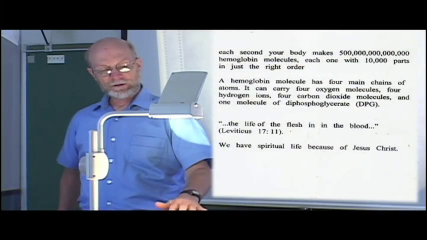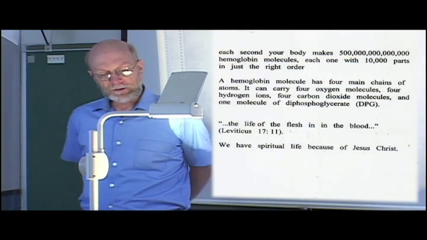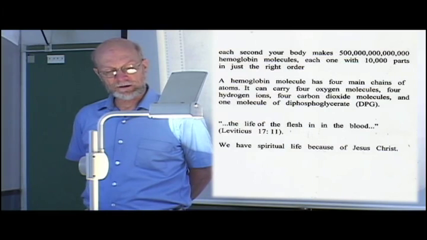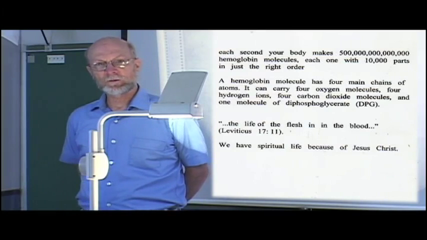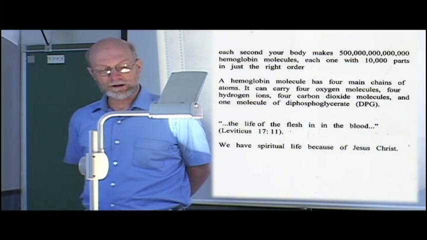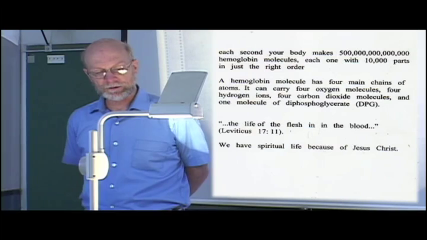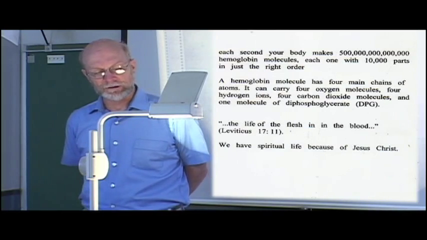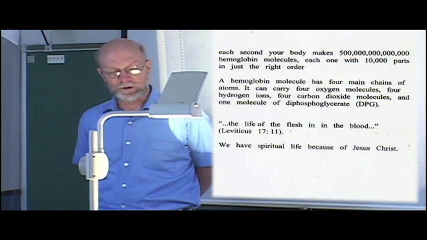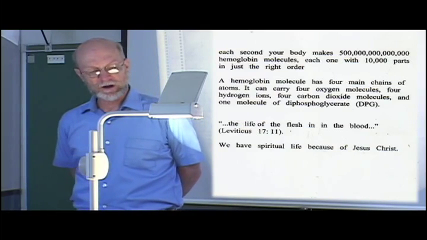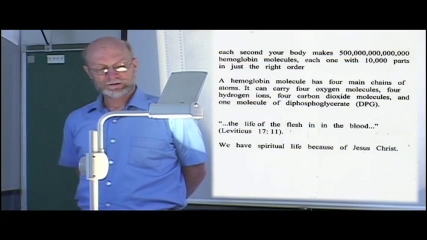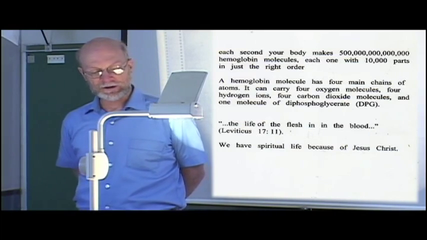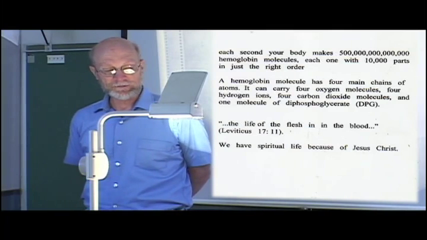Each second, your body makes about 500 trillion hemoglobin molecules because they wear out. Your red blood cells wear out, and so you always make new red blood cells. And so each second, your body makes 500 trillion hemoglobin molecules, each one with 10,000 atoms, all in just the right order. Talk about being fearfully and wonderfully made. It's an ongoing process as our body just lives.